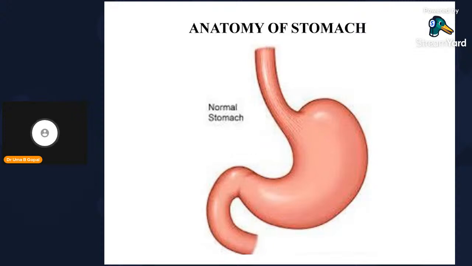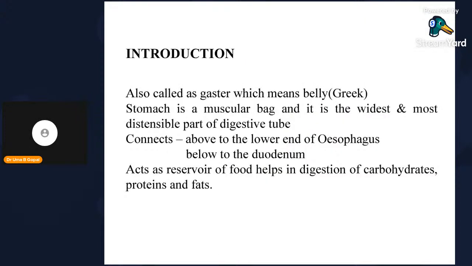Next, going on to the anatomy of the stomach. It is also called gaster. The stomach is a muscular bag and is the widest and most distensible part of the digestive tube. It connects above to the lower end of the esophagus and below to the duodenum, acts as a reservoir of food, and helps in a minimal amount of digestion of carbohydrate, protein and fat.